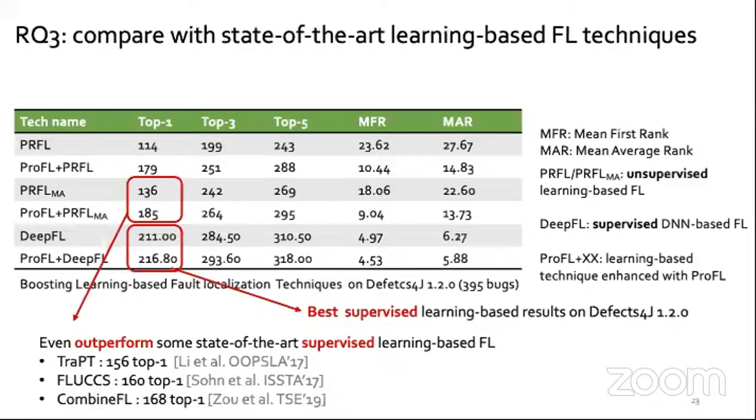In addition, we can observe that ProFL even boosts supervised learning-based techniques. For example, it boosts DeepFL to localize 216 bugs within top one, which is also the best fault localization result on Defects4J.